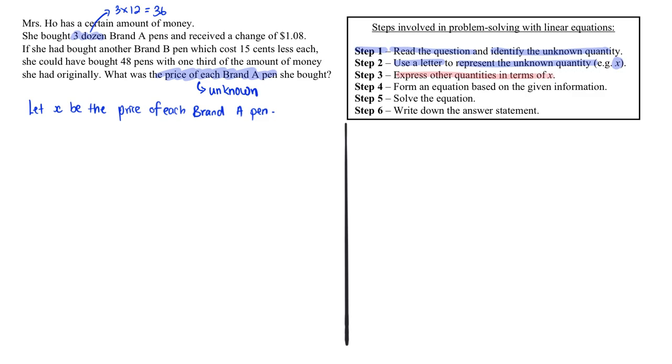In this case, brand B pen, 15 cents less. So that will be the price of each brand B pen. 15 cents less means minus, right? If we have X, we are going to minus 15 cents each.